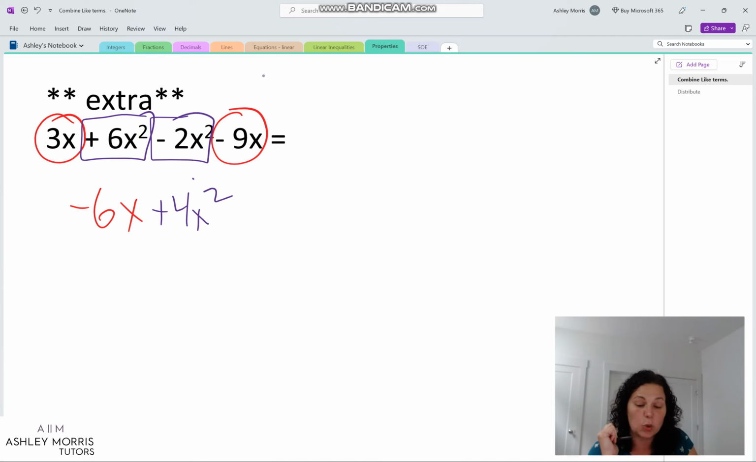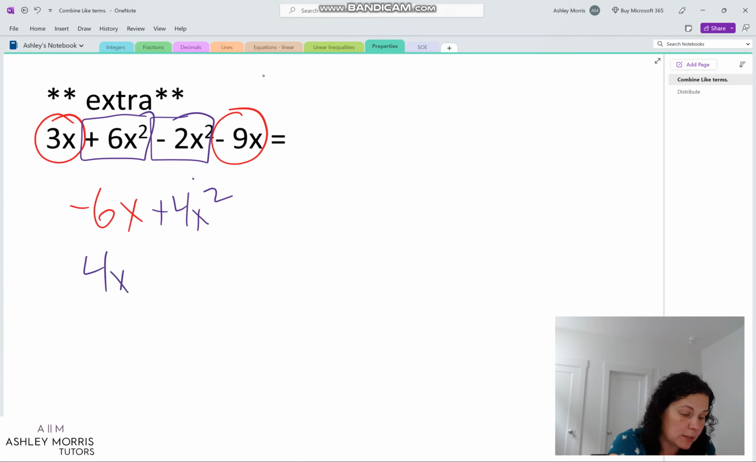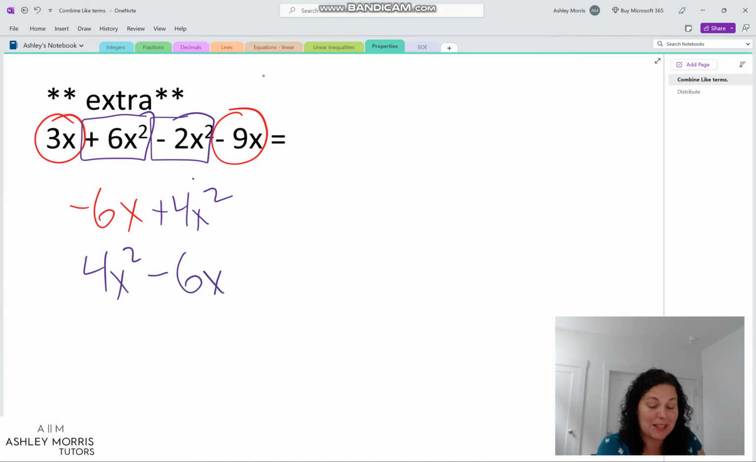That's a fine order, it's not wrong, but we typically put the biggest exponents in the front. So we're going to put that 4x squared in the front. It's a positive 4x squared minus 6x, because the 6 is a negative. That negative has to stay in front of the 6. And that's it. Either one of those answers is fine. It's just typically we write the x squared stuff first before we write the x's, and then we would write the constants if there were any. But it doesn't really matter.